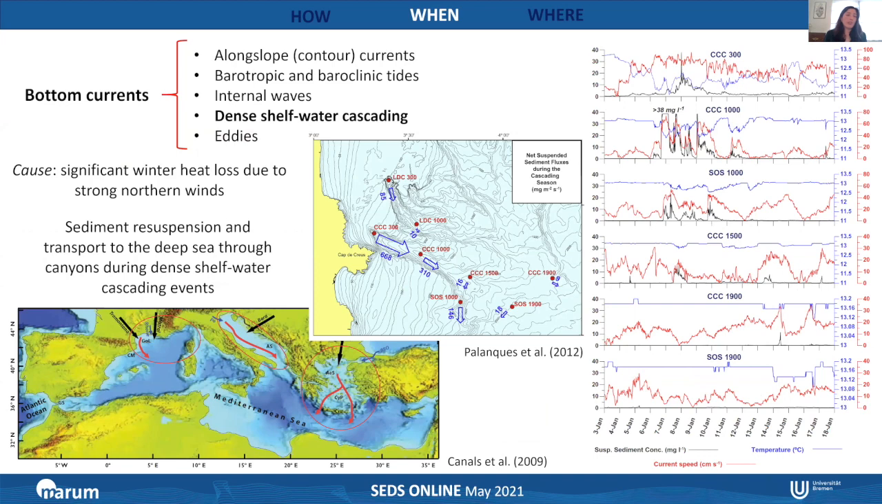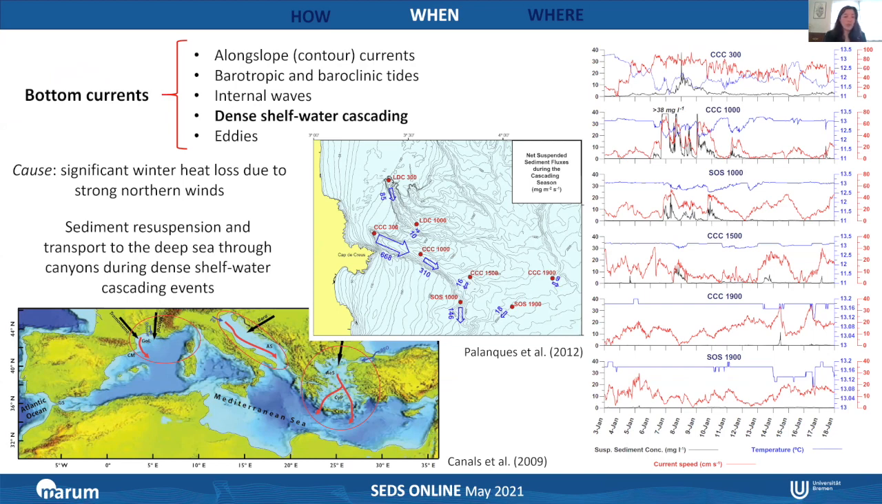Because actually the currents are not something stable. The ocean moves at different frequencies, and there are very different types of processes that are going to control the currents that are flowing near the seafloor. And that's why also in the modern definition of contourites the term bottom current is included, which simply refers to any type of current that is flowing near the seafloor. So we can have the typical along-slope contour currents that are related to the global circulation, but we can also have barotropic and baroclinic tides, internal waves, then shelf water cascading, and eddies.